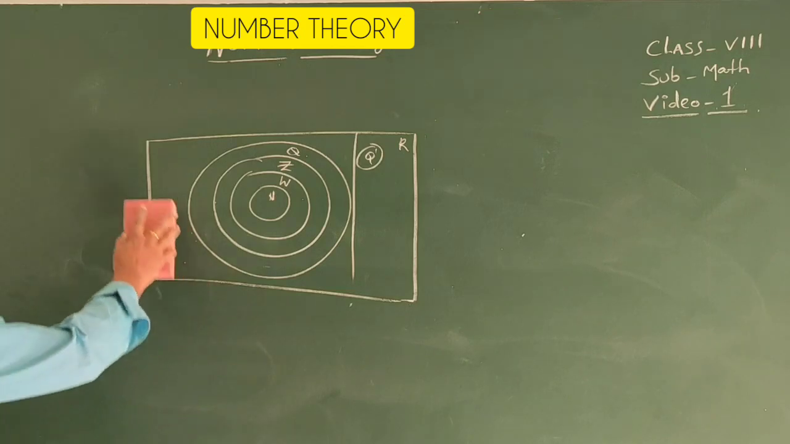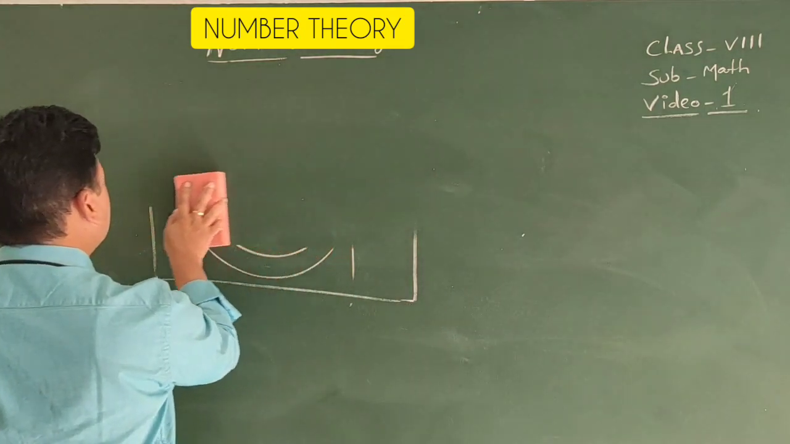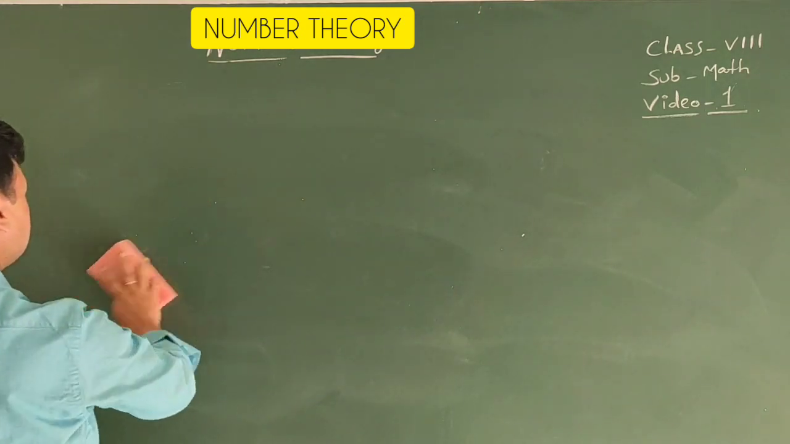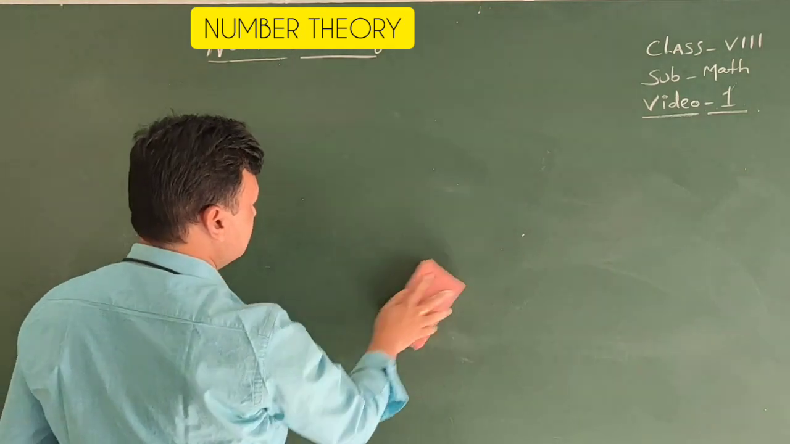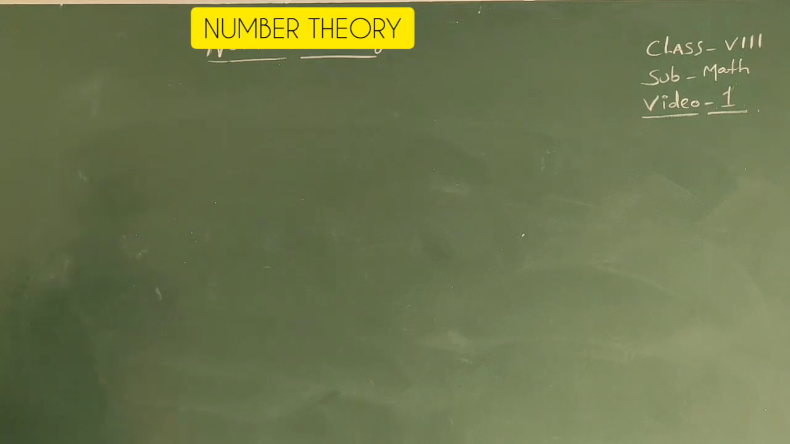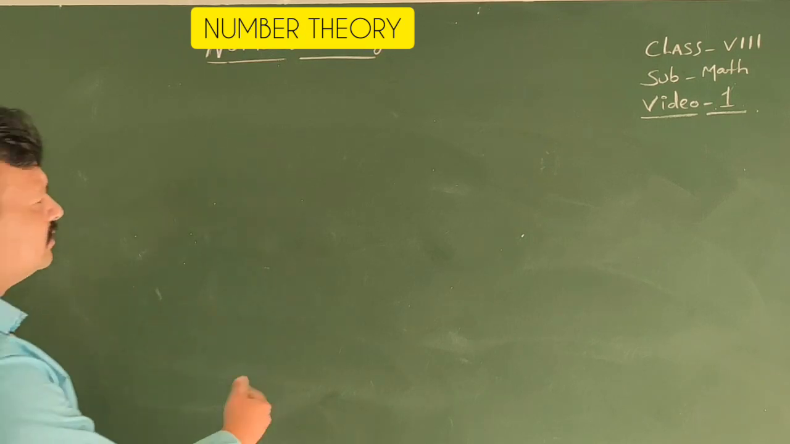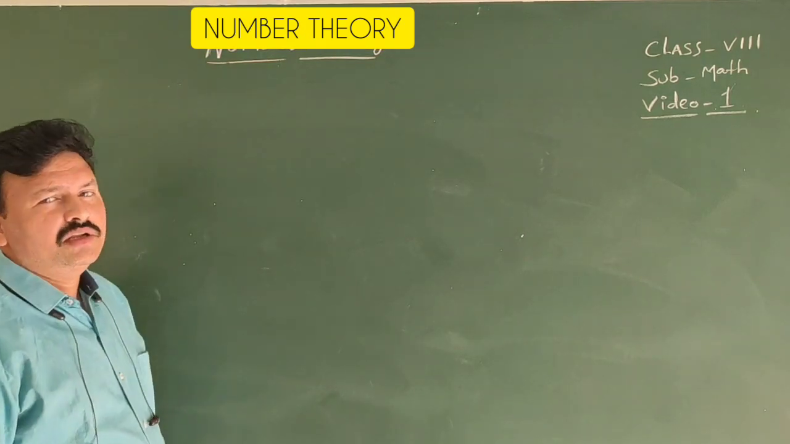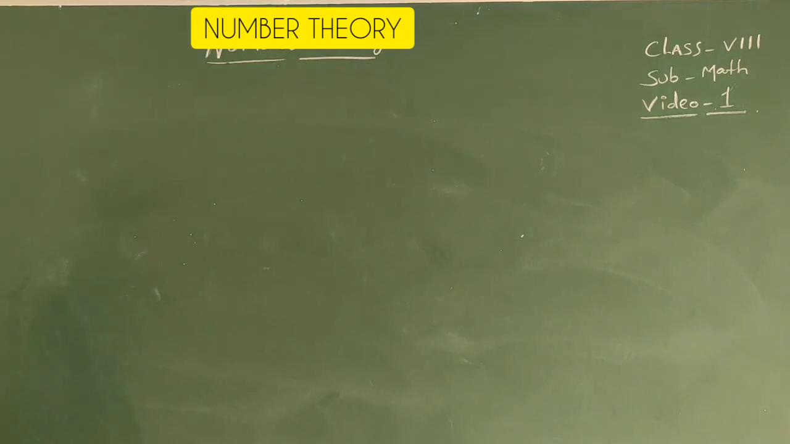Okay, here, what is the smallest natural number? 1 is the smallest natural number. What is the greatest natural number? It can't be determined. What is the smallest whole number? 0. All natural numbers are whole numbers. The smallest whole number is 0 and the greatest can't be determined.